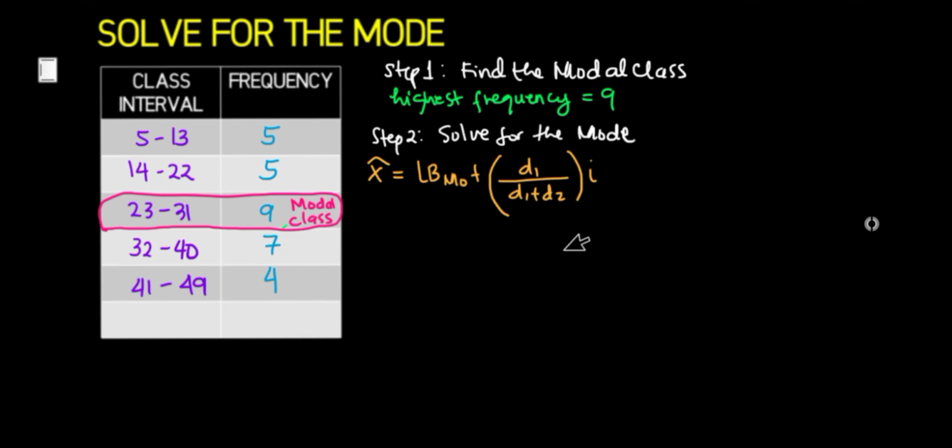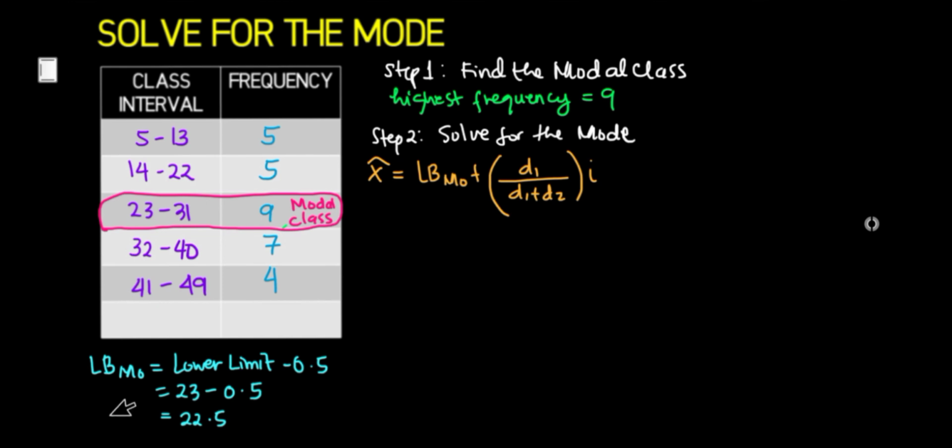So, ang step 2 is, pwede na natin isolve yung mode. So, ito po yung formula. So, isulat po muna natin yung mga i-input natin dyan sa formula. Okay, first, yung lower boundary ng modal class. So, tingin tayo sa modal class. Yung lower limit niya is 23 minus 0.5. So, 23 minus 0.5 is 22.5. So, yan po yung lower boundary ng modal class.